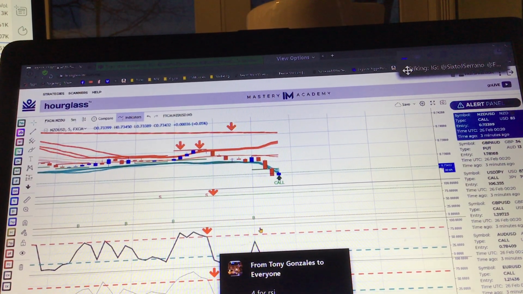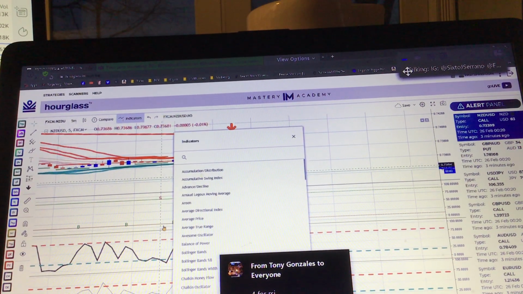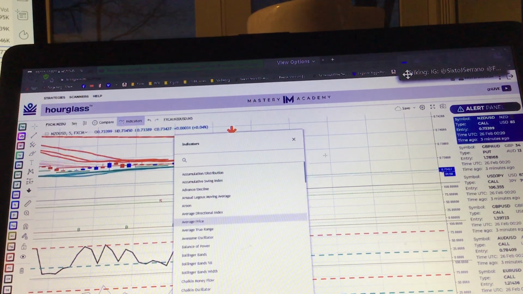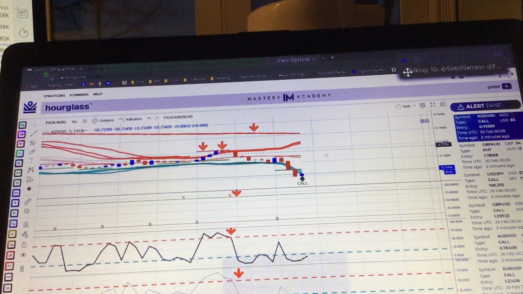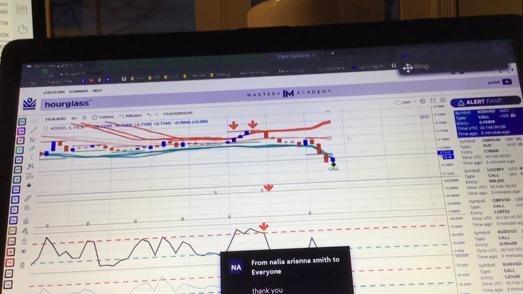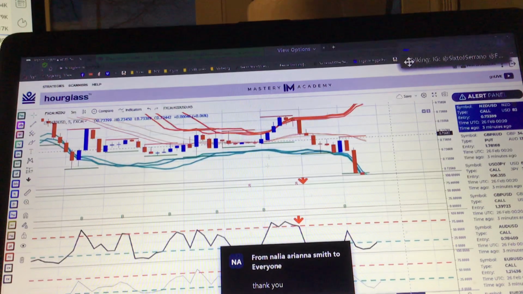Okay, so we go to indicators. Let's see if we can find divergence here. We don't need it with this trade. This is an amazing trade setup. Okay. Oh, you know what? Let me just explain something to you guys. If you see the candles coming up, let me expand this a little bit more.